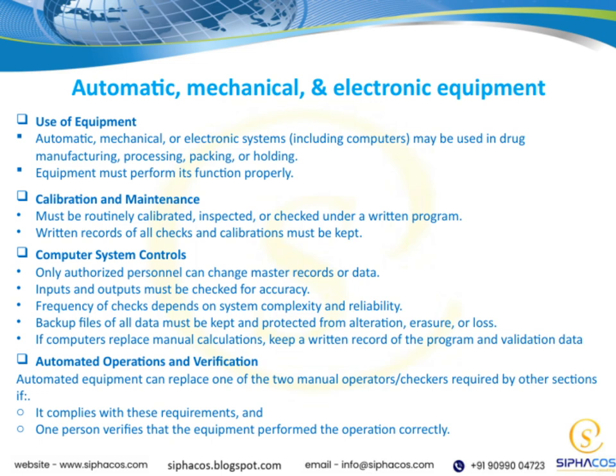Finally, let's touch on automated operations and verification. Automated equipment can reduce the need for manual operators or checkers, sometimes replacing one of the two required by other sections, if certain conditions are met. First, the equipment must comply with all specified requirements. Second, at least one person must verify that the equipment has performed the operation correctly. This approach helps us maintain control and assurance over automated processes, ensuring they meet quality standards while improving efficiency.